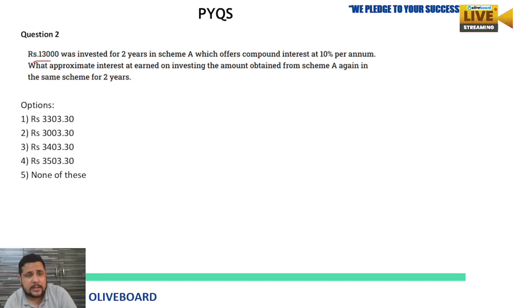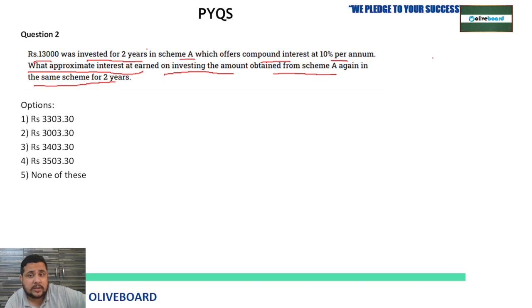The next question is, rupees 13,000 was invested for 2 years in a scheme A, which offers compound interest at 10% per annum. What approximate interest is earned on investing the amount obtained from scheme A again in the same scheme for 2 years? So they are talking about a general thing. It is based on compound interest, your compound interest chapter. So you must have an idea about how compound interest works.